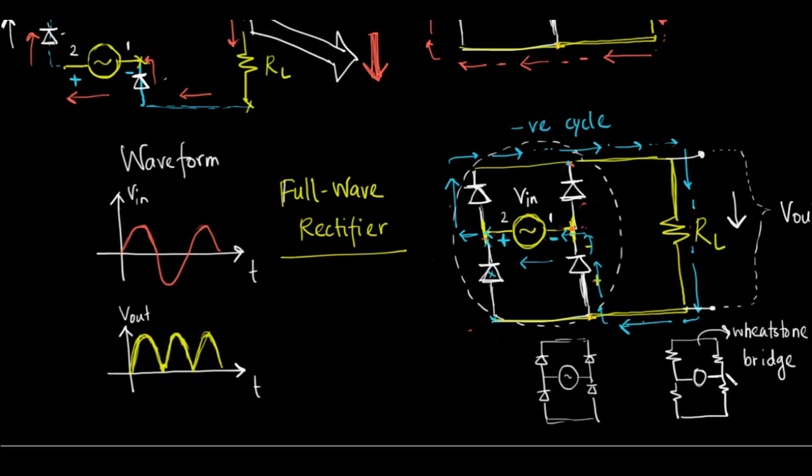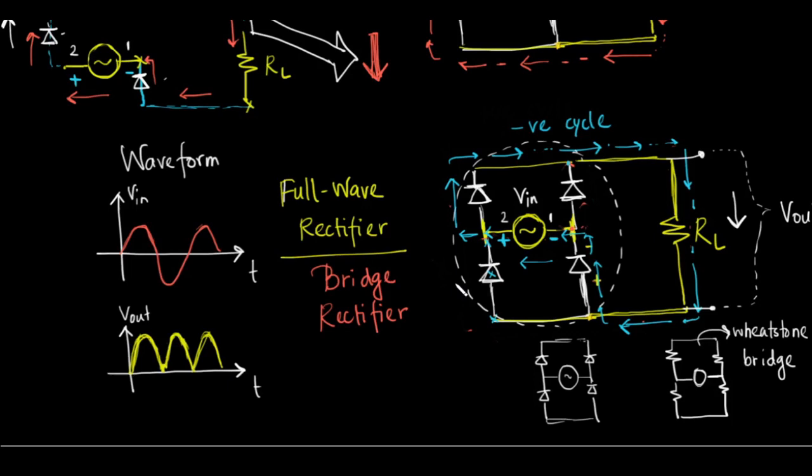So we can actually make bridges from different types of elements, not only resistors. Here we have made a bridge from diodes. So since this rectifier is made using a bridge circuit, we also call this rectifier a bridge rectifier, or you can also call it a diode bridge rectifier. It is the same thing.